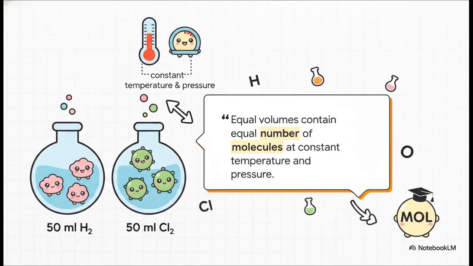Next up, we have Avogadro's law. And honestly, this brilliantly illustrates the relationship between volume and molecules. It simply states, equal volumes of all gases under the same conditions of temperature and pressure contain equal number of molecules. It's really that simple. If I have, say, 50 milliliters of hydrogen and 50 milliliters of chlorine under the exact same conditions, they have the exact same number of molecules. Identical volume literally means identical molecules.